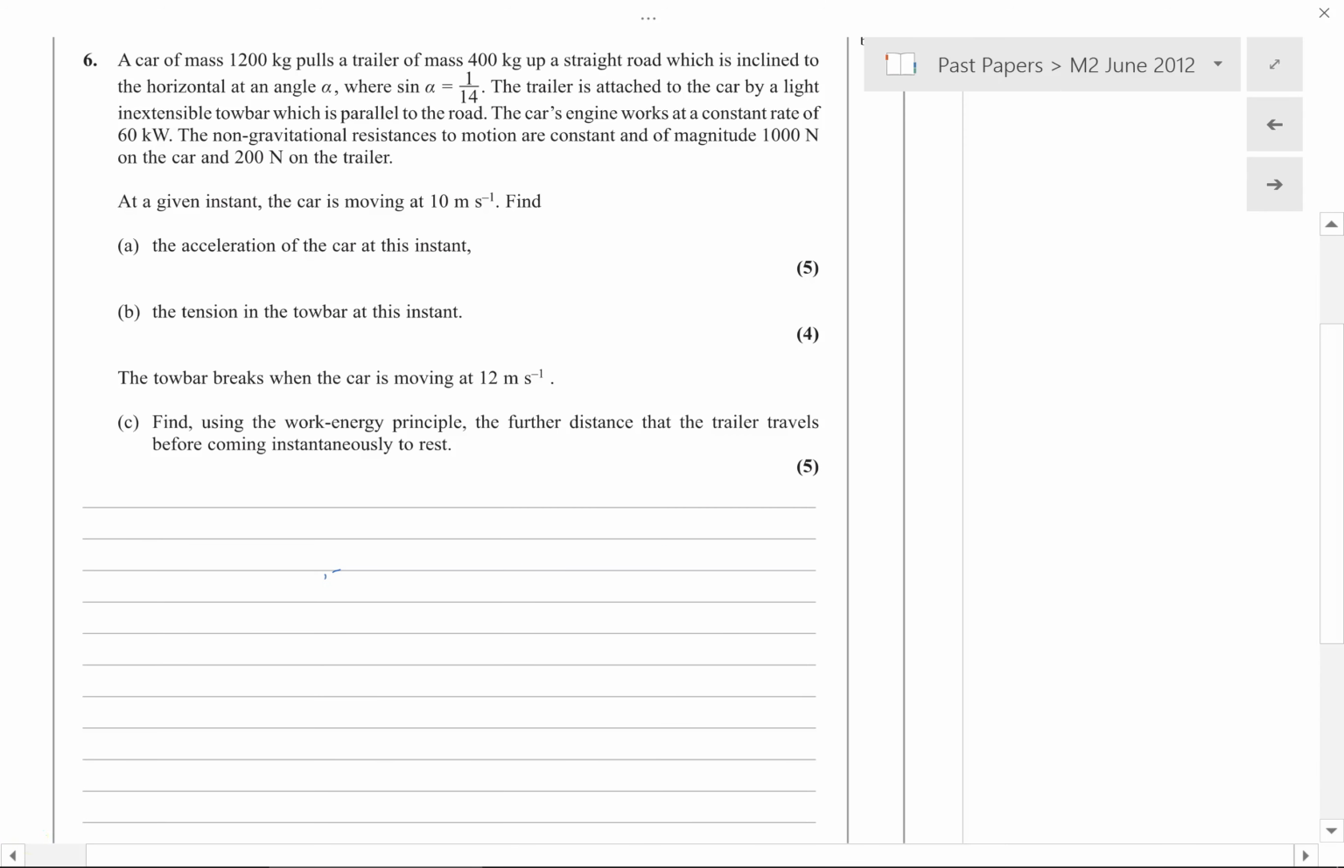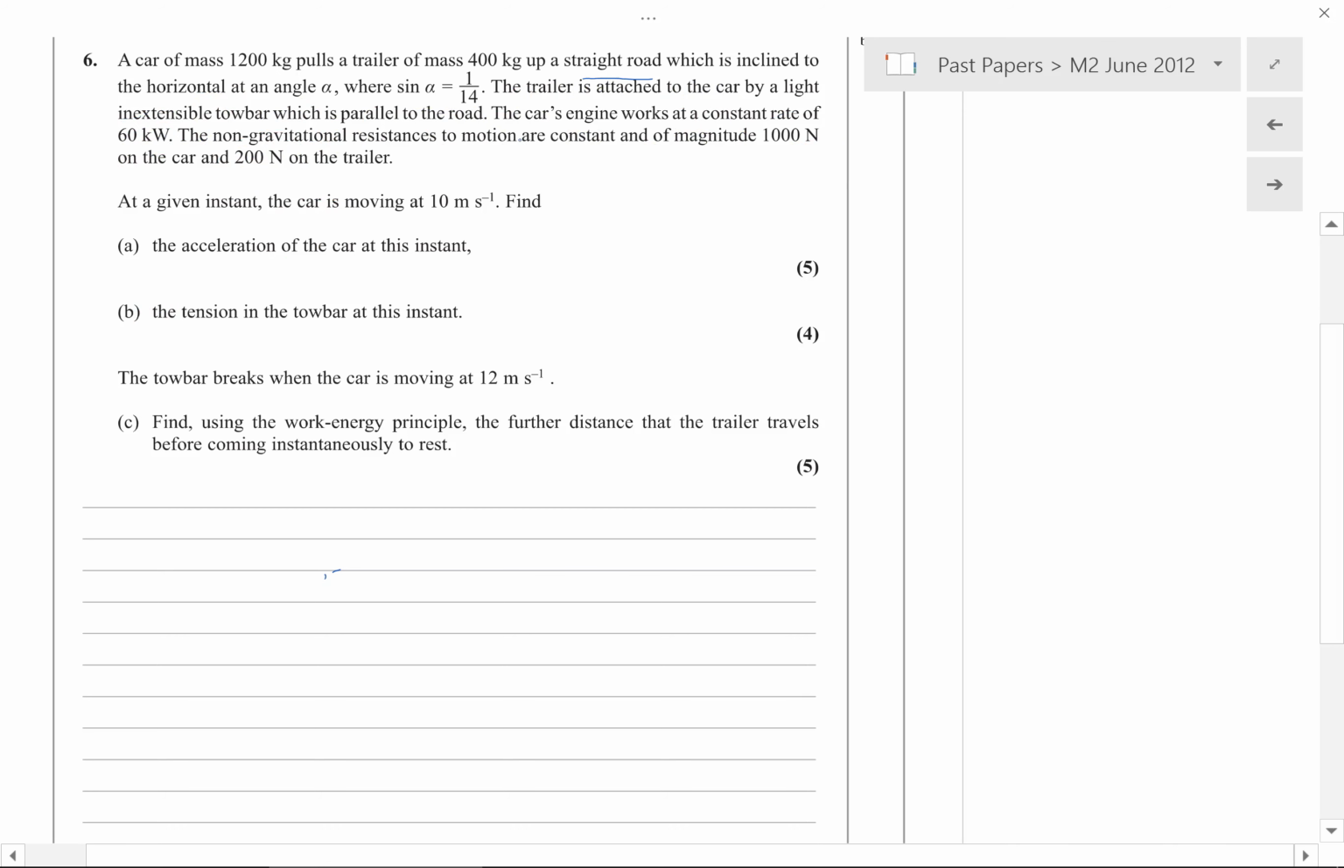Okay, so this is a power question again. A car pulling a trailer up a straight road with a given angle, and we're given the power, we're also given the velocity, and we're given all the resistances, and we need to work out the acceleration and then the tension. So it looks pretty standard for the most part, which is just as well, because not all of it has been so far.